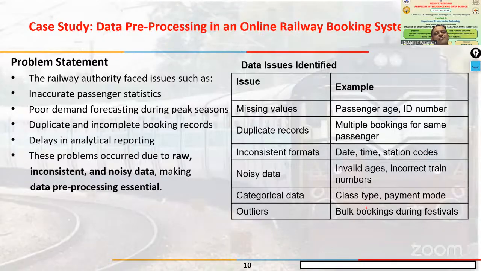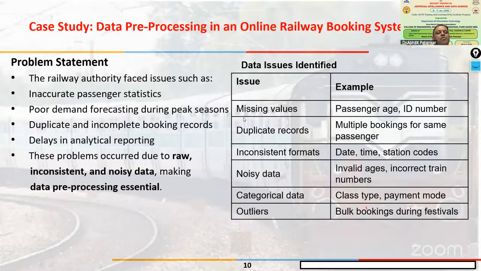So the railway authority faces issues such as inaccurate passenger statistics. All the statistics provided by passengers are not correct. Then poor demand forecasting during peak seasons. So in peak seasons, you cannot fulfill whatever demand is asked by users. Then like in the summer and other seasons, duplicate and incomplete booking records. Sometimes incomplete booking, some value missing in some records, the same duplicate entries they are making, and delay in analytical reporting.